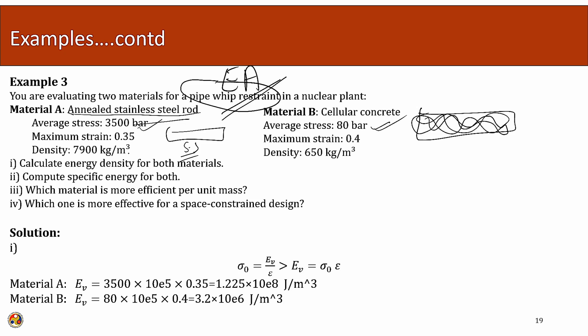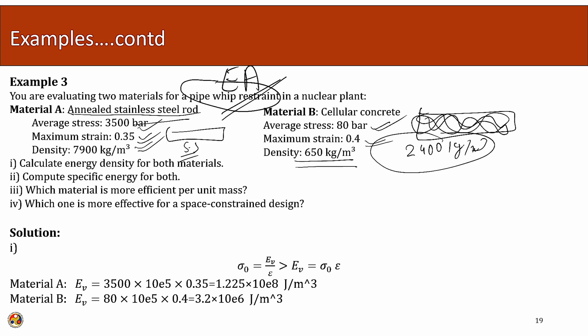Maximum strain of steel is 0.35, and maximum strain occurring in the cellular concrete is 0.4. Density of the steel, the SS rod, is 7900 kg per cubic meter. The density of this cellular concrete is lesser than conventional concrete. Conventional concrete has a density of around 2400 kg per cubic meter, but since this is a cellular concrete, it has a lower density.